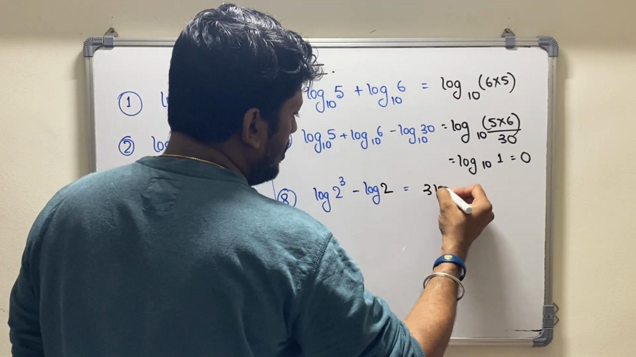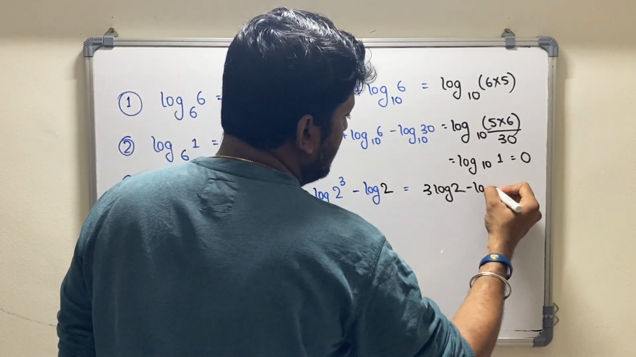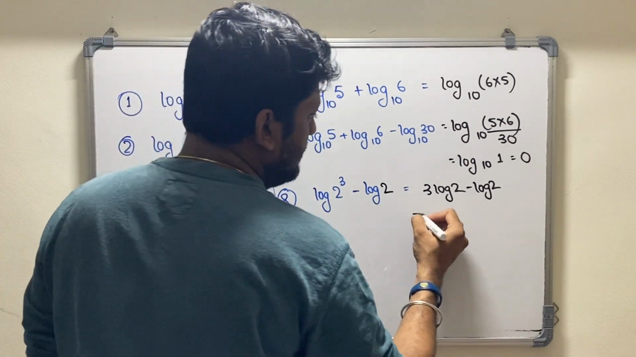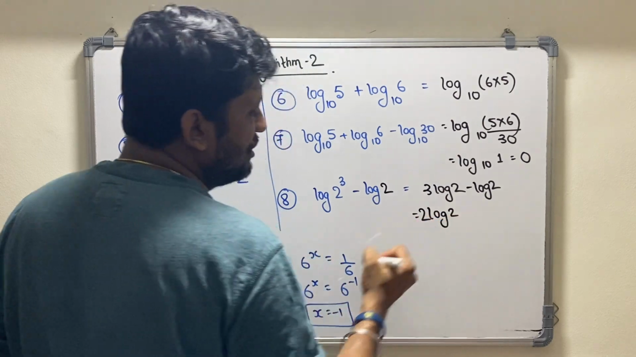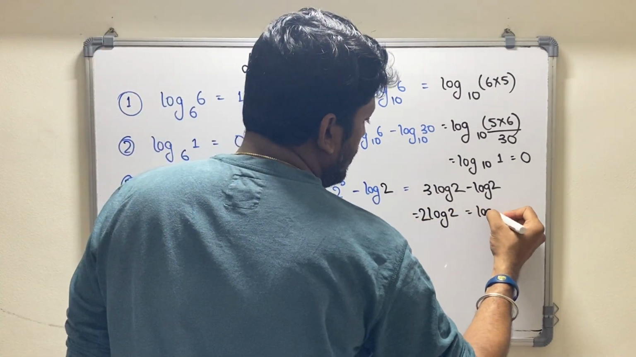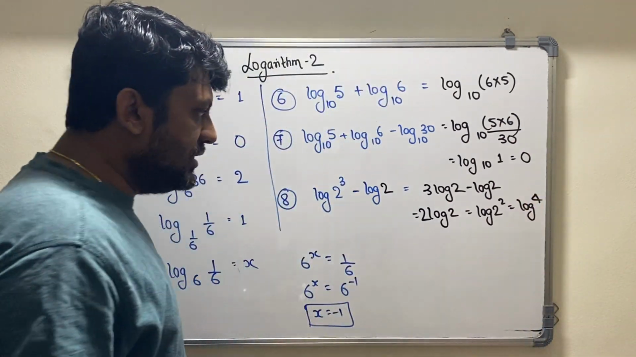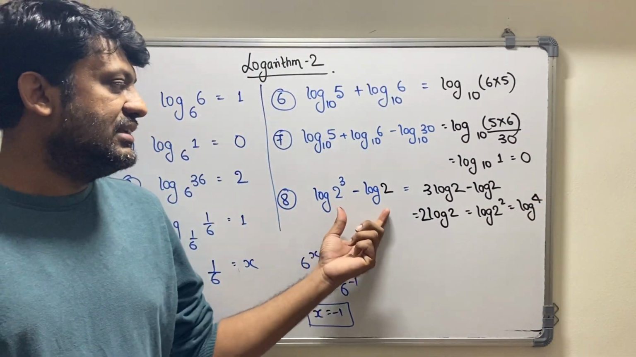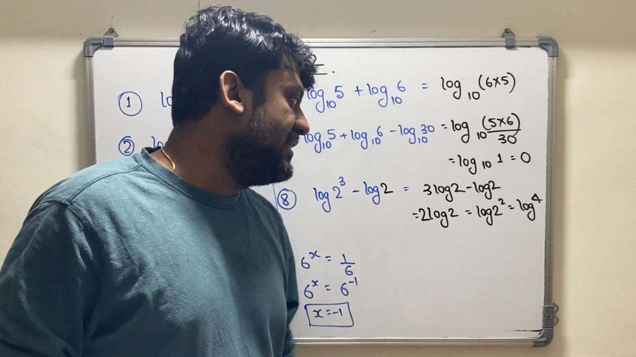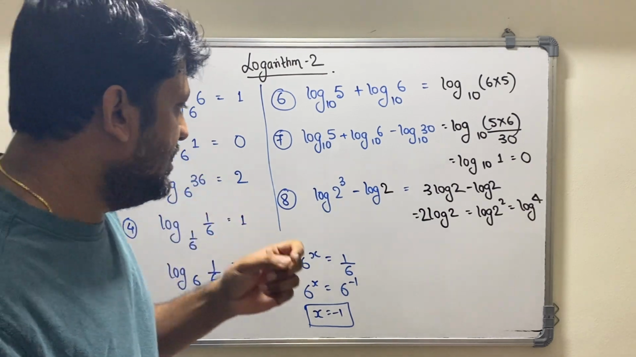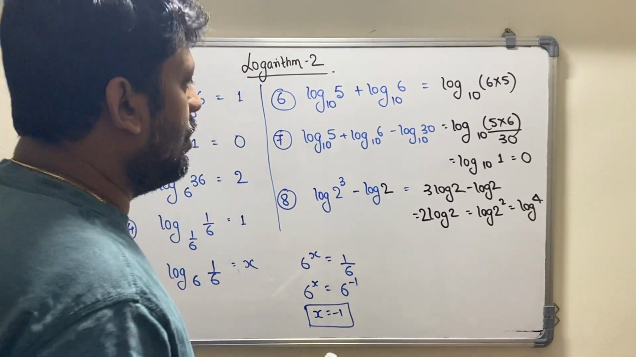So 3 log 2. By rule number 3 you can bring 3 here. So 3 log 2 minus log 2, which can be written as 2 log 2, which is log 2 to the power 2, which is log 4. Okay, so the question asks you to convert this into a single logarithm form. So there are two logs here and you have converted them to a single logarithm. Yeah, it's log 4.